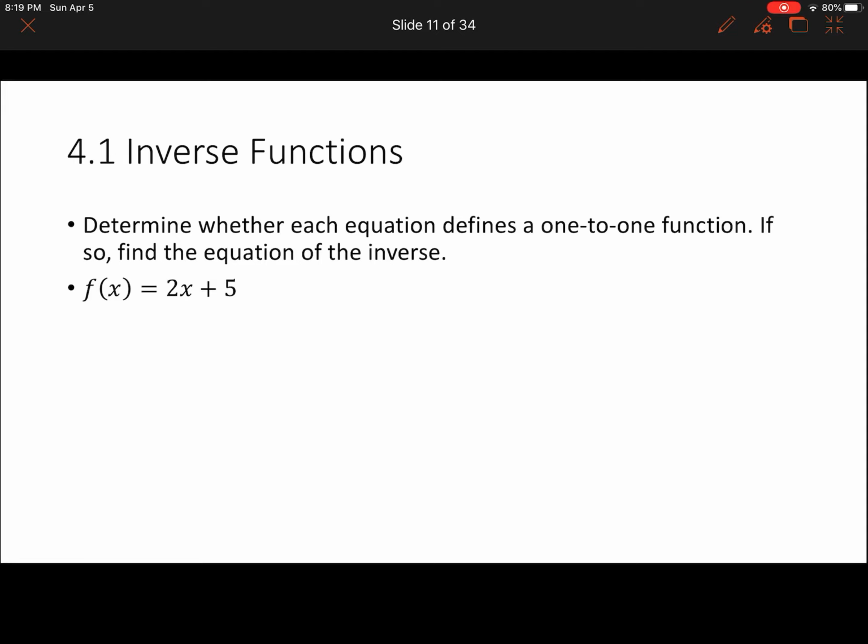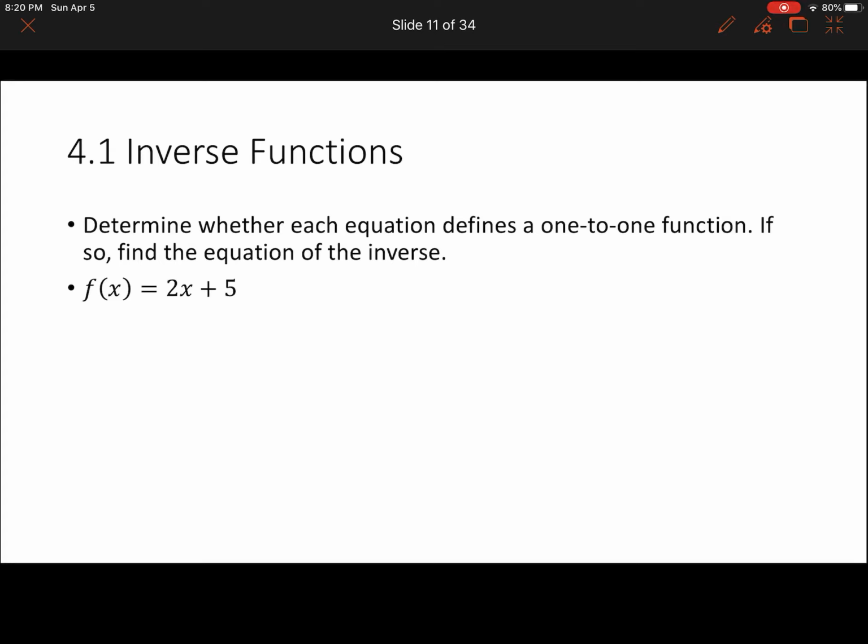Now, determining if it's a one-to-one function for most of these is not going to be super difficult, because we're going to know kind of sort of what the graph looks like without having to do anything, okay? And so then we're going to find the inverse.